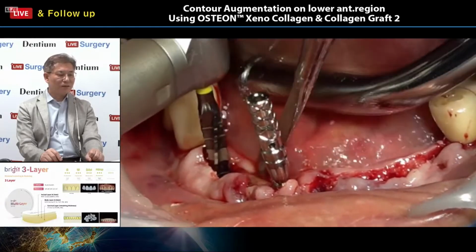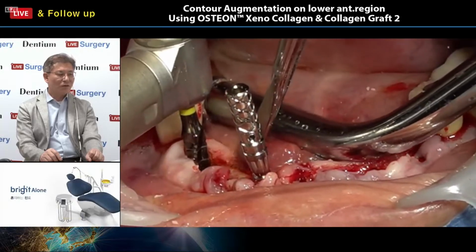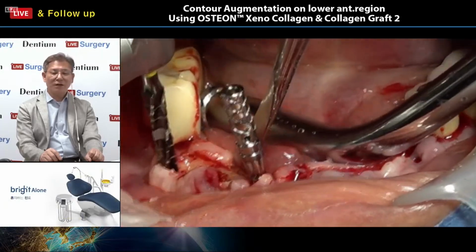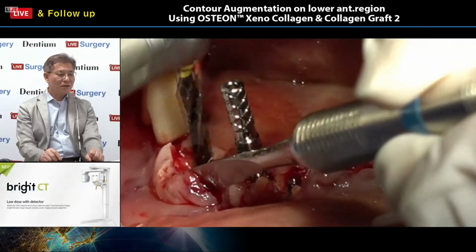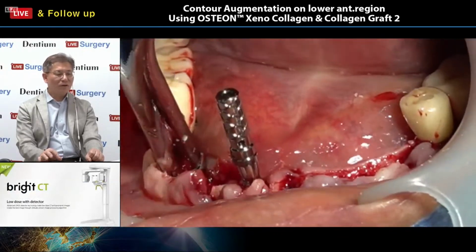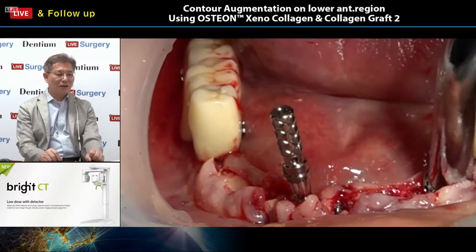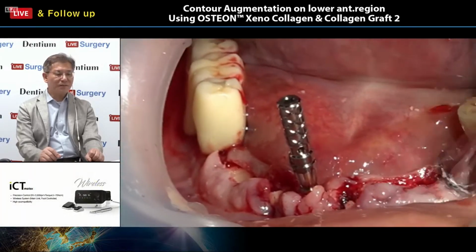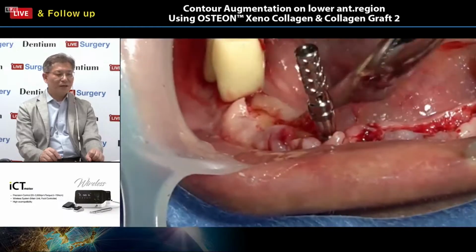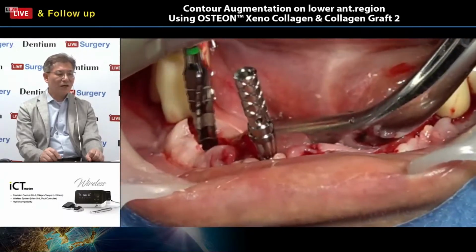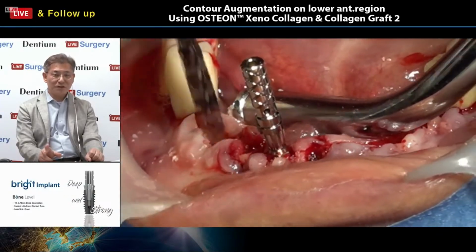Okay, yellow band. We can see the yellow band. It means 3.5 diameter, as you know, right? All the implant systems from the Dentium company have the same color coding, even though they are different implant systems. 3.5, and I think, okay, the green band, 4.0, right?